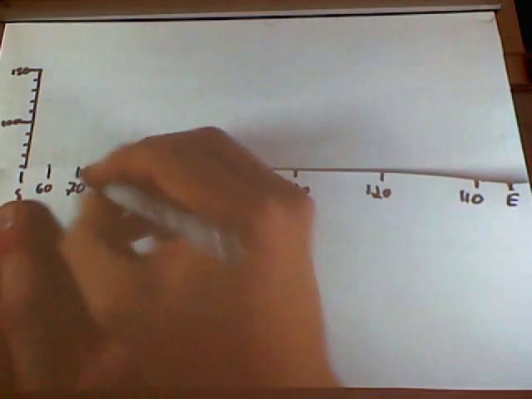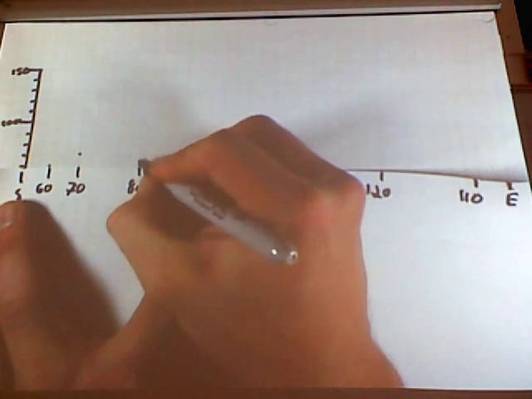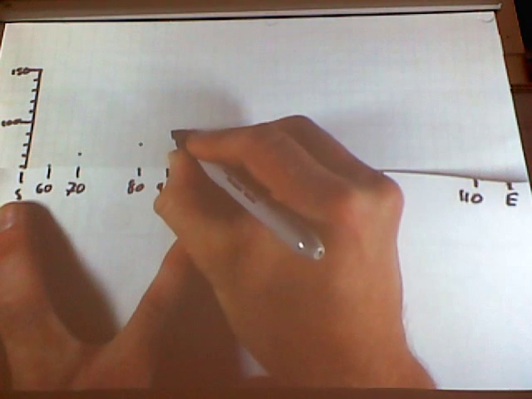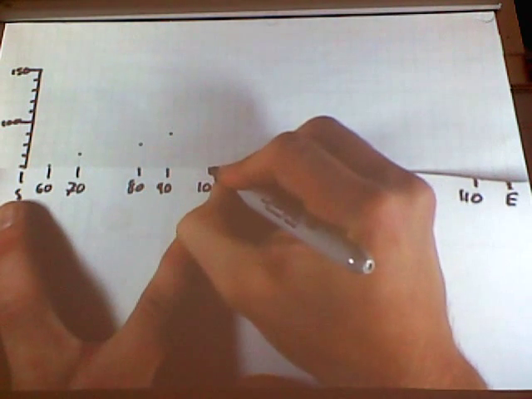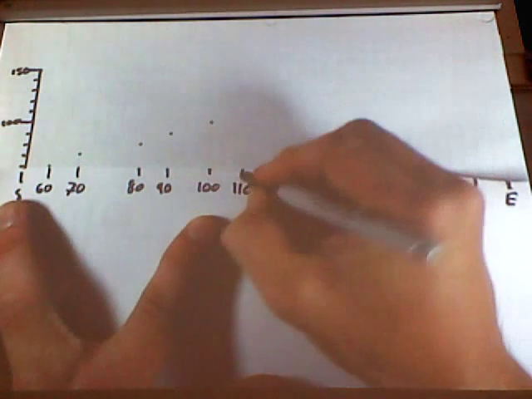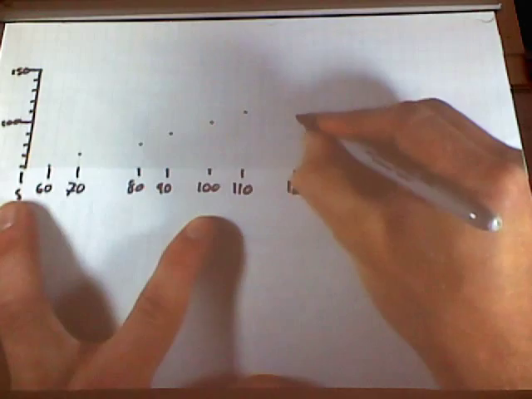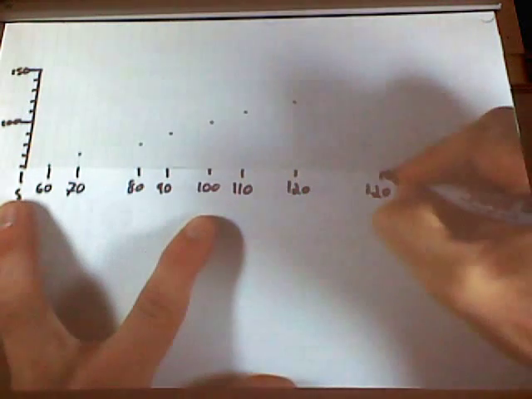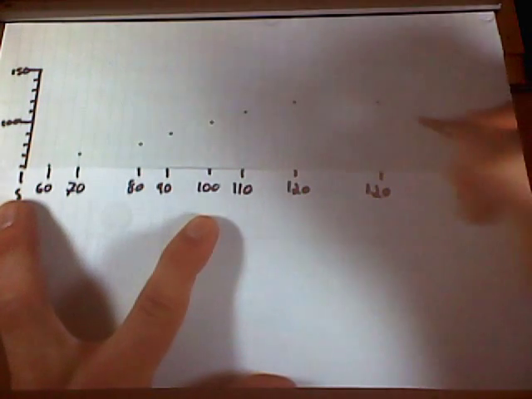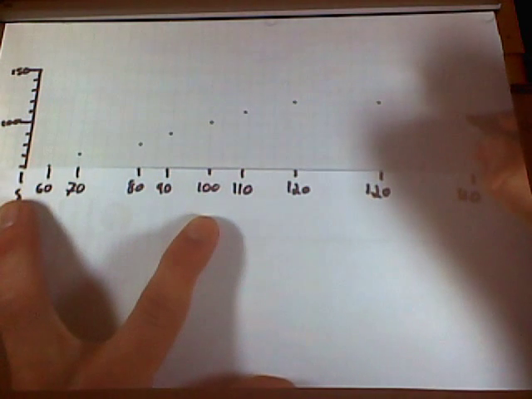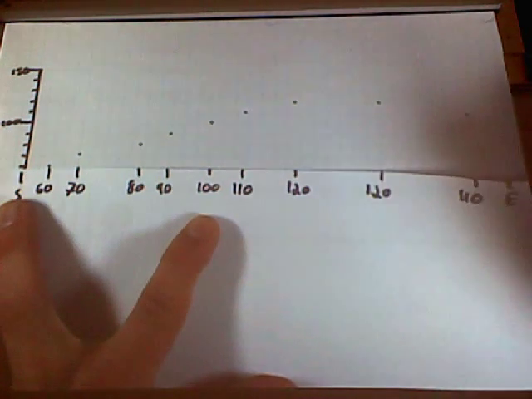So that's 60, 70, 80, 90, 100, 110, 120, 120, and finally 110, and then the end.